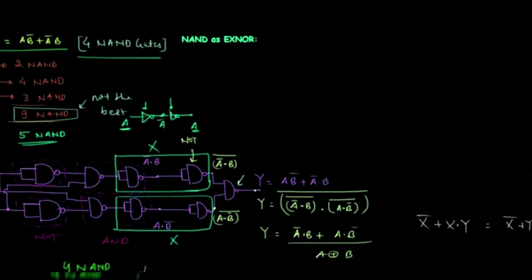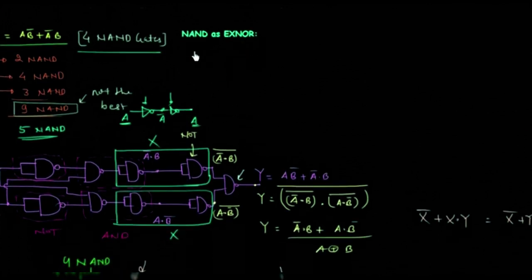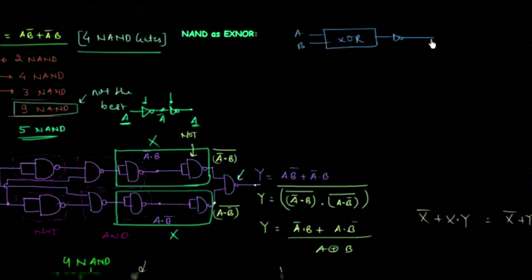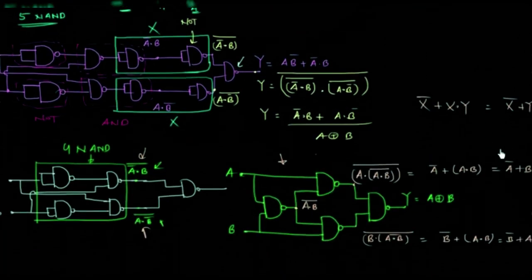Now we will move to XNOR implementation by using the NAND gate, and you already know to obtain XNOR we complement the output of XOR gate. We complement the output. If A and B are the two inputs, then output Y is equal to A and B, or A complement and B complement.